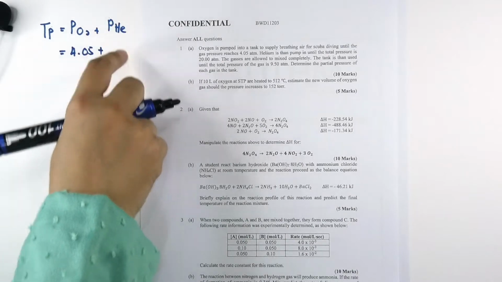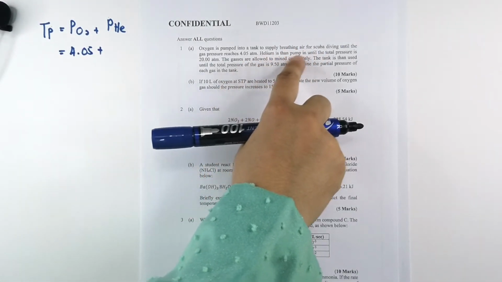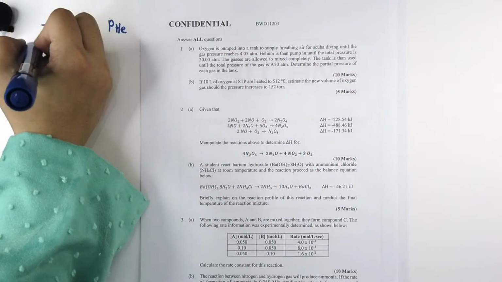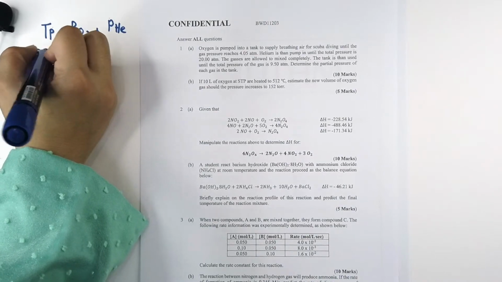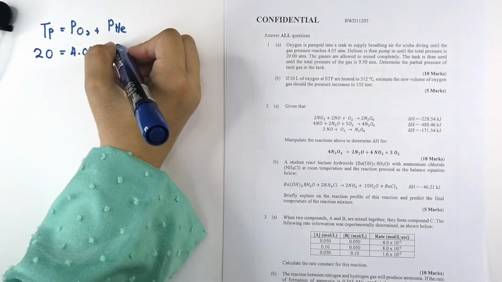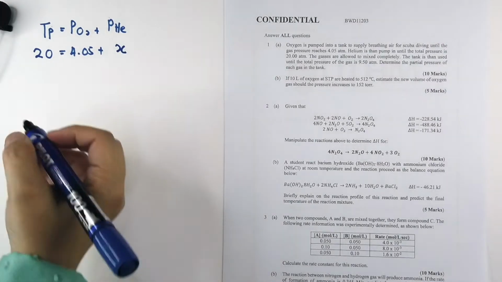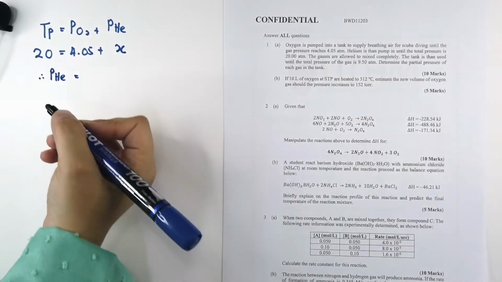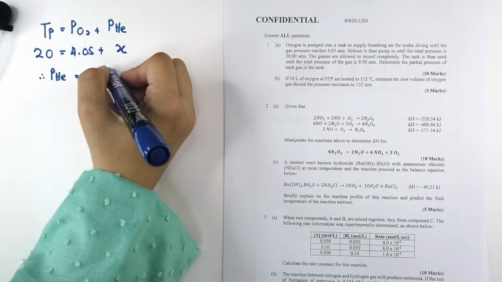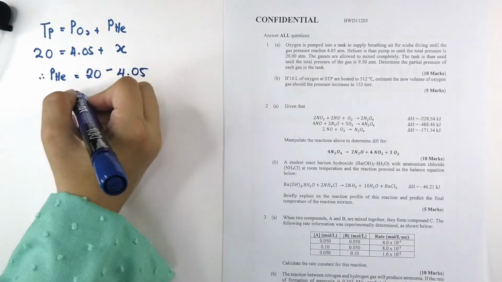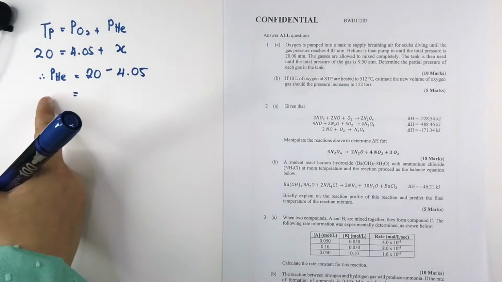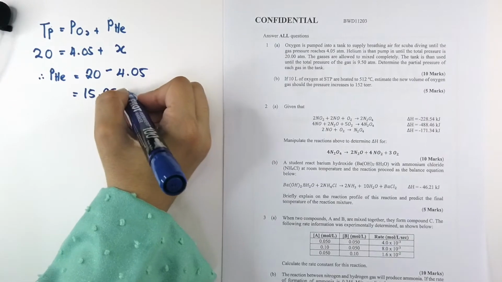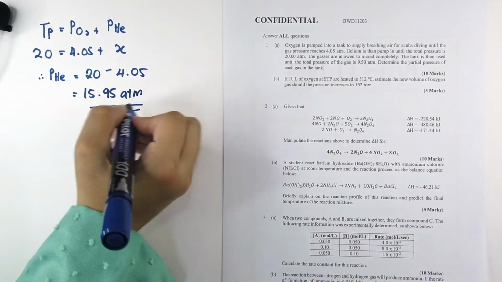So what is the pressure for helium? It states here that helium is pumped until the total pressure is 20 atm. So the total pressure here is equivalent to 20 atm, and here we can put X. So we can say that the pressure of helium, which is X, is equivalent to 20 minus 4.05 atm. You should get the pressure for helium equivalent to 15.95 atm. Right, so this is the first part.